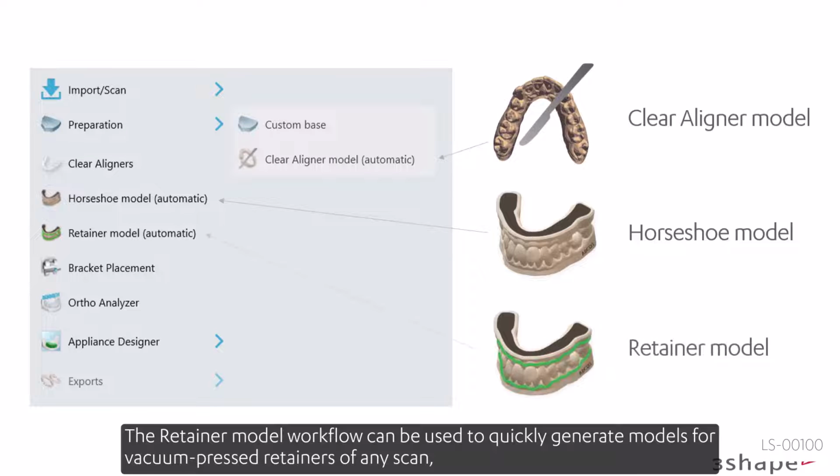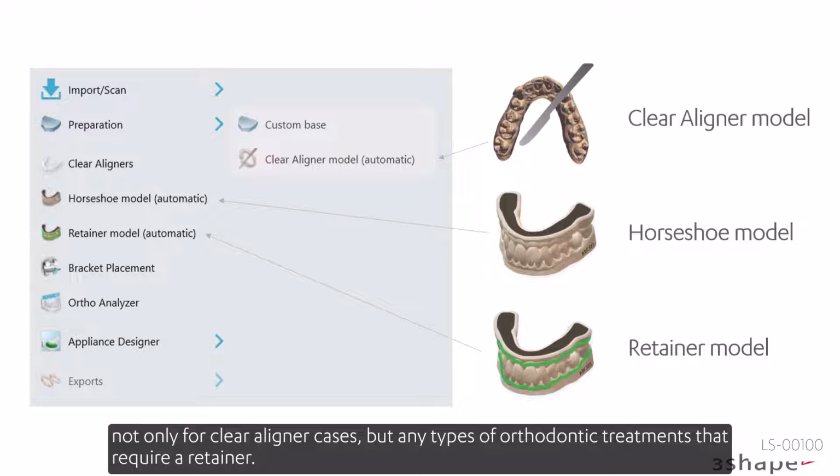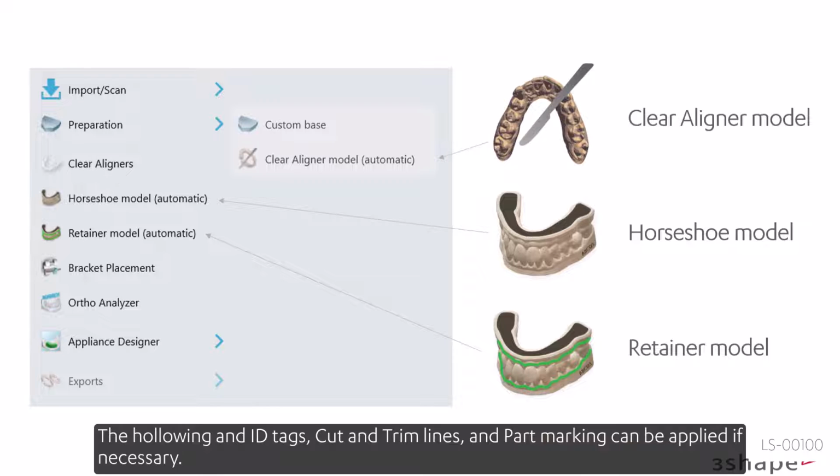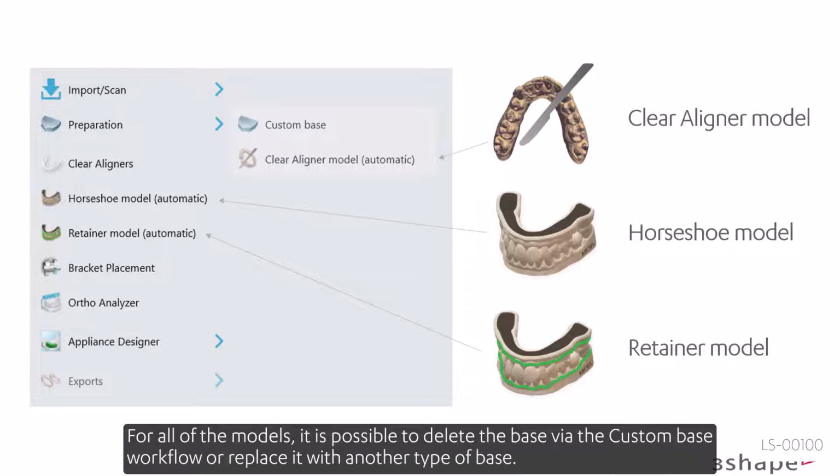The retainer model workflow can be used to quickly generate models for vacuum-pressed retainers of any scan, not only for clear aligner cases, but any types of orthodontic treatments that require a retainer. Retainers can be added to any status scan done with a TRIOS at any time. The hollowing and ID tags, cut and trim lines, and part marking can be applied if necessary. For all of the models, it is possible to delete the base via the custom base workflow or replace it with another type of base.